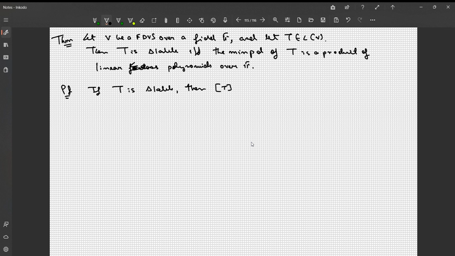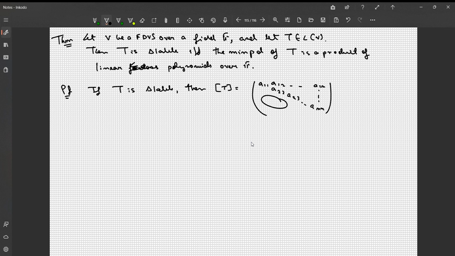Now obviously, if T is triangulable, then we can find a certain matrix of T which is of this form, right? So it's of the form A11, A22, A33, and so on till ANN. Then you have A12 and so on till A1N. So these elements are there, and this part is completely zero. So from this representation, it's quite obvious what the minimal polynomial will be, right?